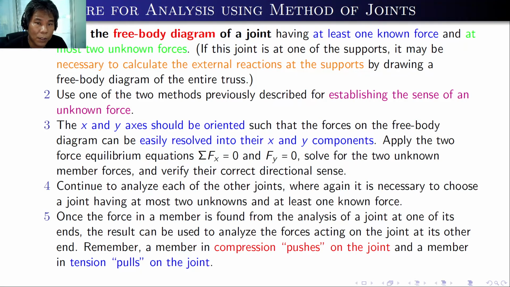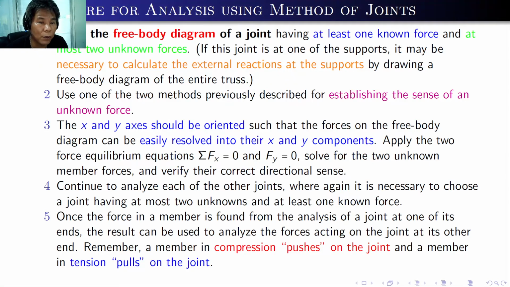So what is the procedure for analysis using the method of joints? Here are five steps. First, draw the free-body diagram of a joint having at least one known force and at most two unknown forces. If this joint is at one of the supports, it may be necessary to calculate the external reactions at the supports by drawing a free-body diagram of the entire structure. Normally, when we are analyzing a truss, we first compute the reactions and then the member forces.